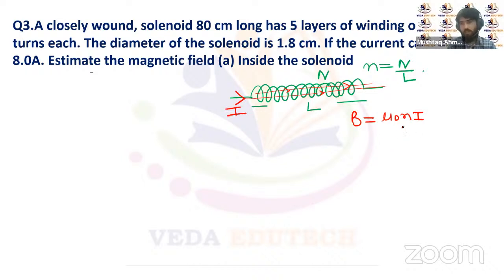Where n is the number of turns per unit length. That's the value of n, where I is the current flowing through it.